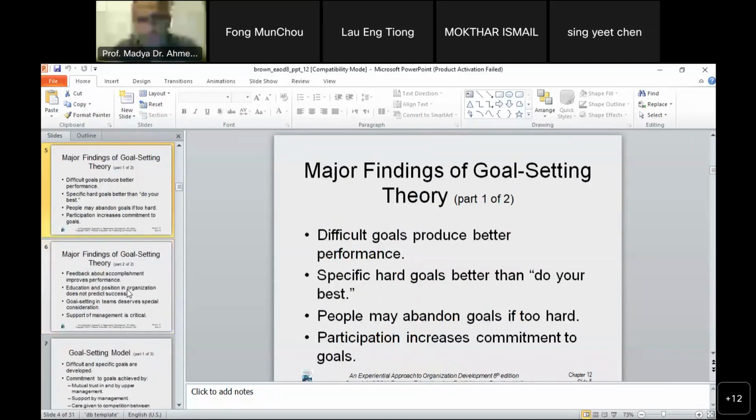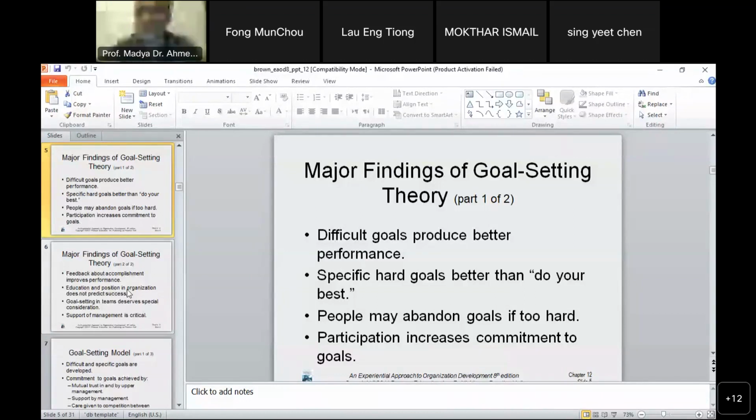Some findings from previous studies about goal setting theory say that difficult goals can produce better performance, but not too difficult, because when the goal is too hard to achieve, people will be frustrated and will abandon it. So it has to be challenging, but not too hard to achieve. Also, giving teams specific hard goals is better than telling them to do your best. Do your best is not a good strategy. A specific goal is, for example, we want to increase our revenues by 10% next year. This is a very clear goal.